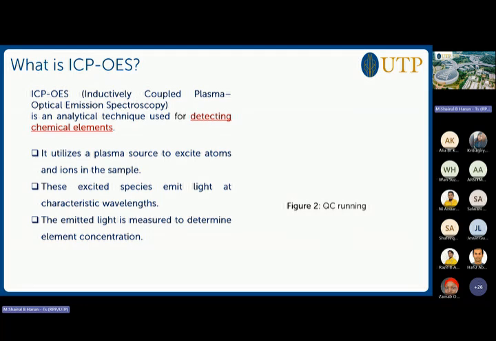I will begin with what is ICP OES. ICP OES is inductively coupled plasma optical emission spectroscopy. It is an analytical technique used for detecting chemical elements in any sample sent. When a sample is sent to the laboratory for the first time, it will be monitored. We will check first whether it is suitable for testing. Then it utilizes a plasma source to excite atoms and ions in the sample. These excited species emit light at characteristic wavelengths, and the emitted light is measured to determine the element concentration.